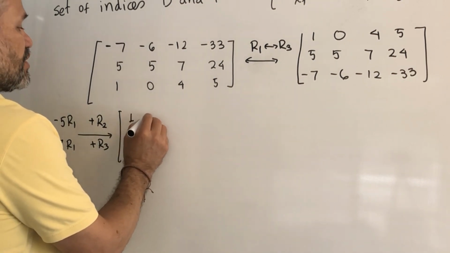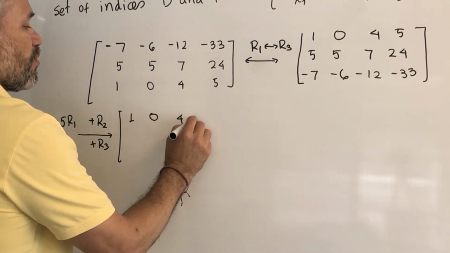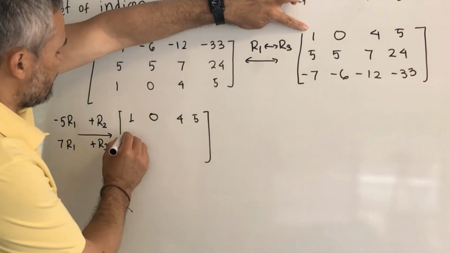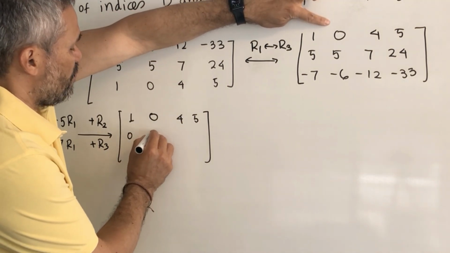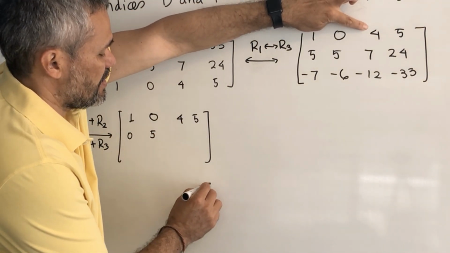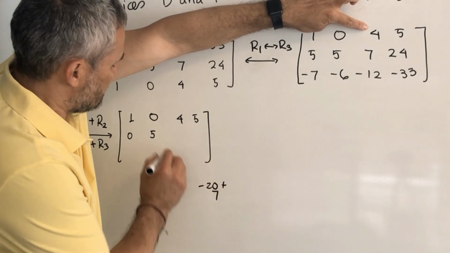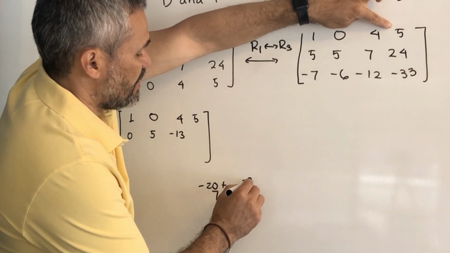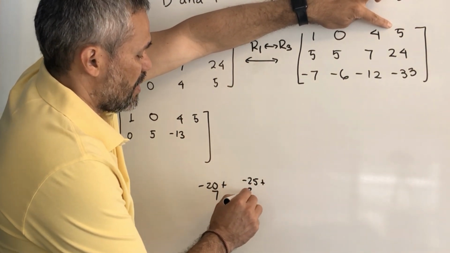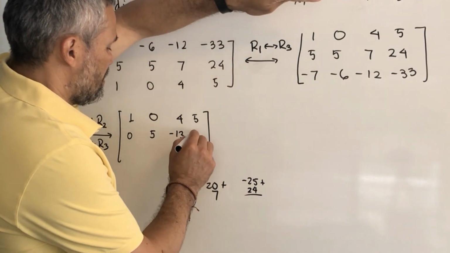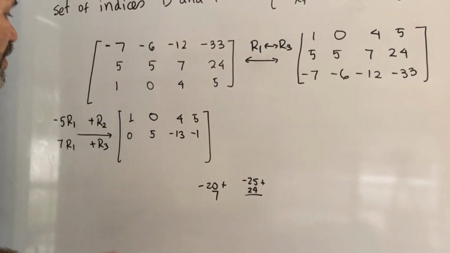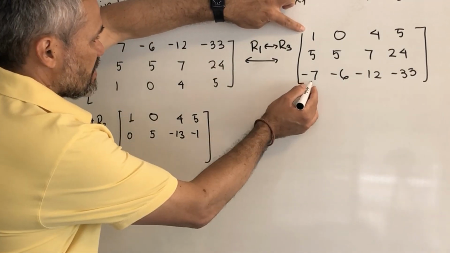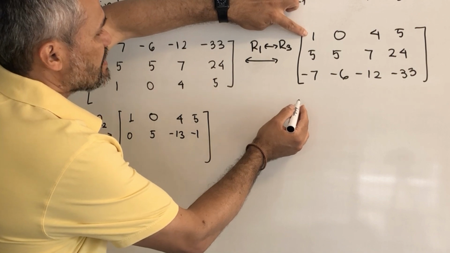The first row is not changing, 1, 0, 4, 5. And here, when I multiply by negative 5 and add, I get 0, 5, negative 5 is negative 20, plus 7, negative 13. And when I multiply by negative 5, I get negative 25, plus 24 is negative 1. Okay, we have this. And then here, to get a 0 here, I multiply this row by 7 and add.